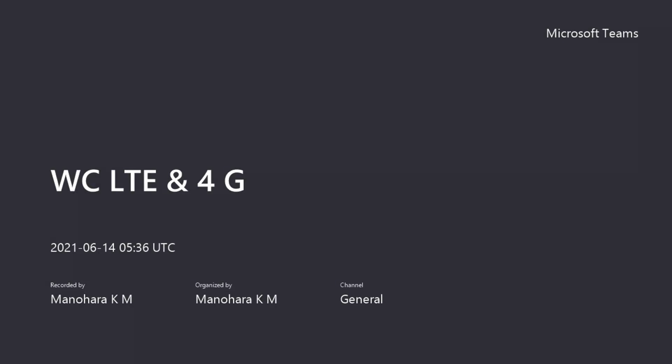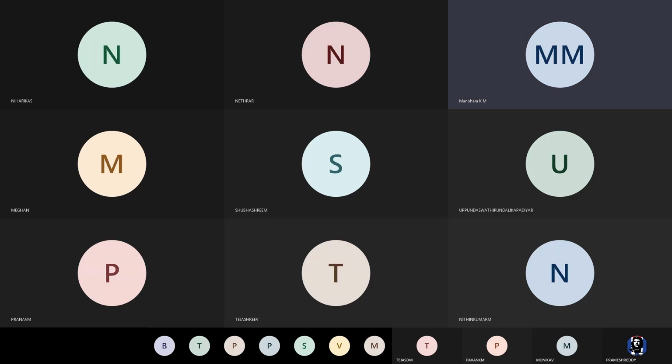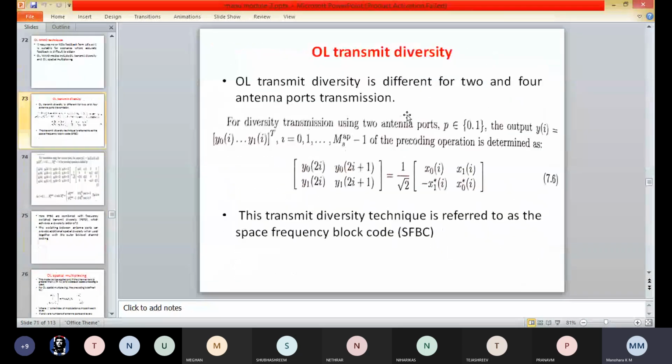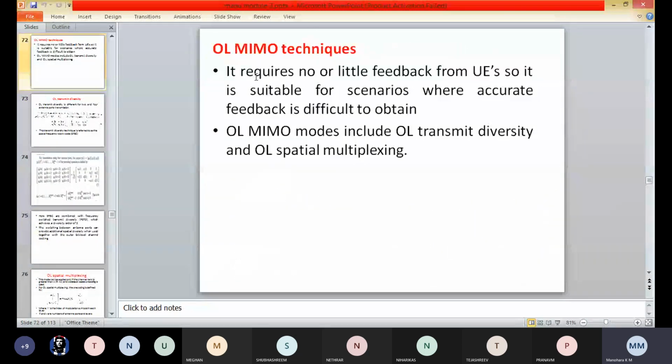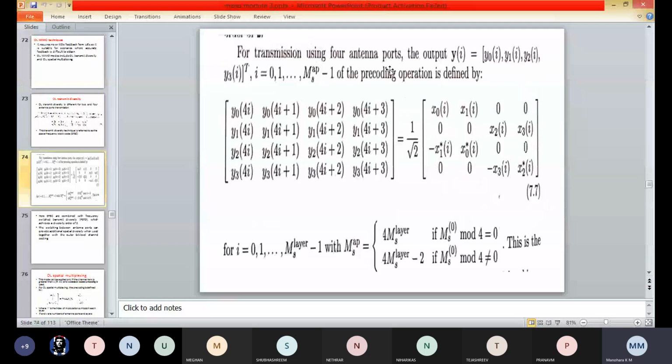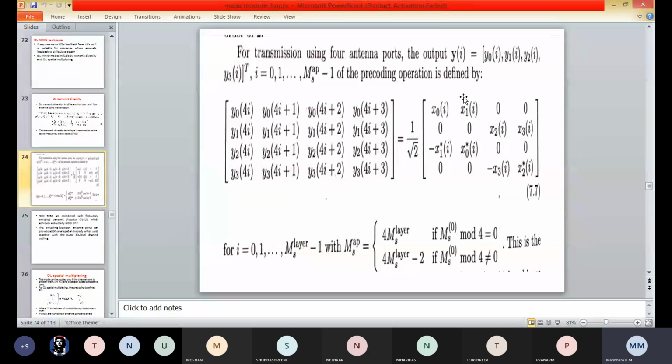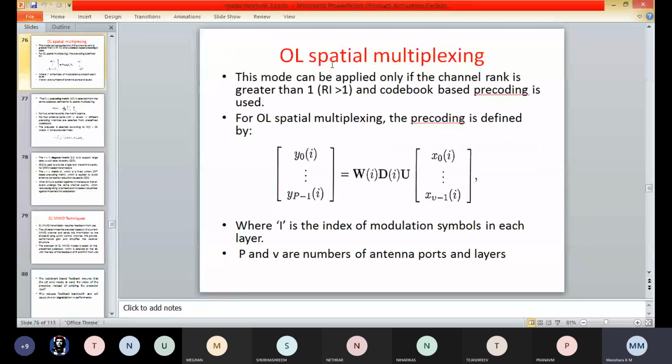We have discussed multi-antenna transmission. In that we have discussed OL transmit diversity techniques. So in that, open loop transmit diversity we have discussed. Today we are going to study the open loop spatial multiplexing.